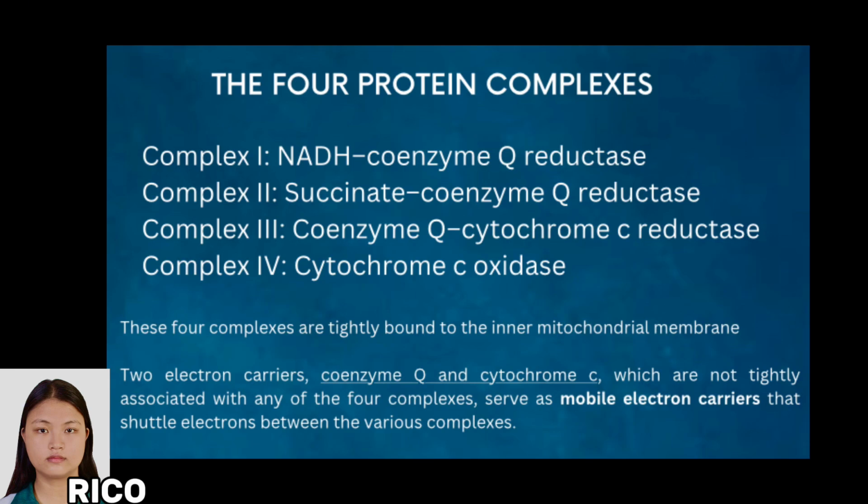What is a mobile electron carrier? Well, it is a molecule that transfers electrons between different protein complexes within the electron transport chain, such as your coenzyme Q and cytochrome C.